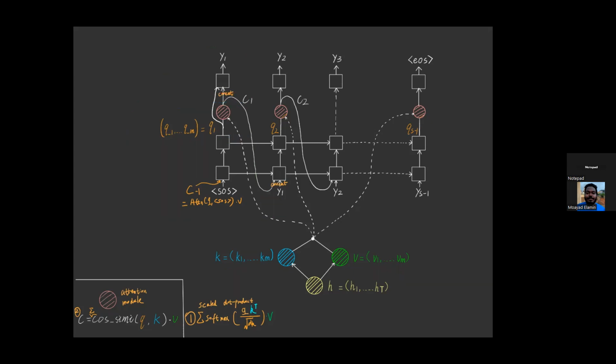So this way we can use the previous prediction as a way to predict what will happen next. There are a few ways that you can calculate your context vectors.